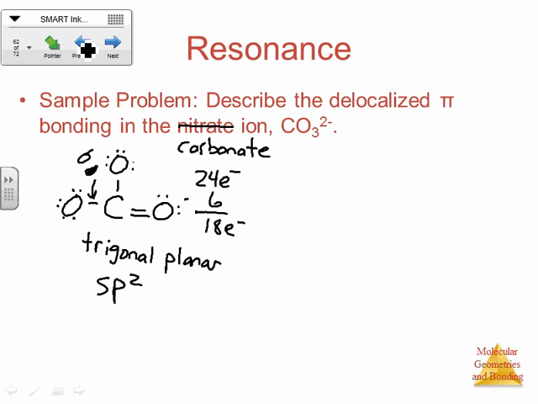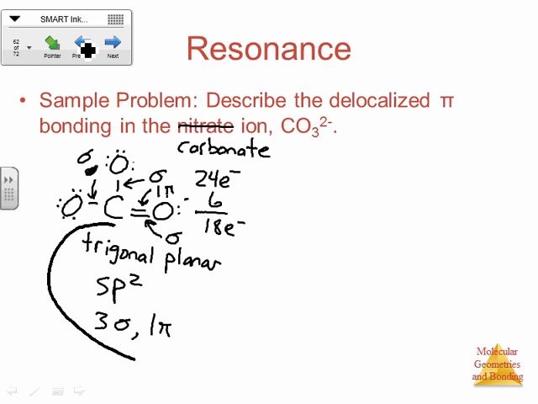There's a sigma, there's a sigma, and there's 1 sigma here. So 3 sigma bonds, and then we're going to have a total of 1 pi bond, even if it's delocalized around all of them. So we've got 1 pi bond there because of the double bond. Okay, as long as you know this, then you should be okay. All right. So that's it.